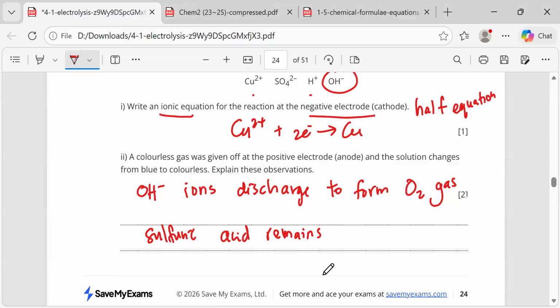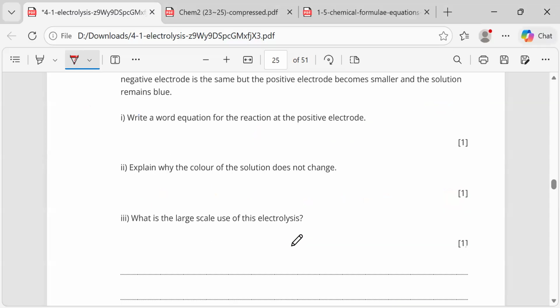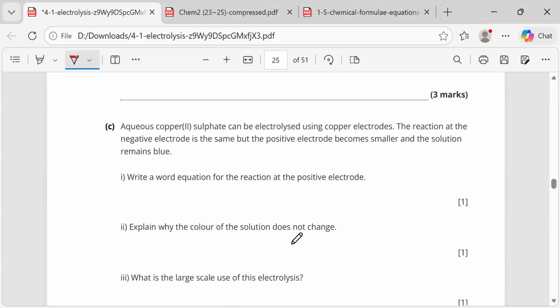Okay. Is this the last question? Last page, right? Aqueous copper sulfate can be electrolyzed using copper electrodes. The reaction at the negative electrode is the same, but the positive electrode becomes smaller. Why? This one, copper becomes copper ion, right?